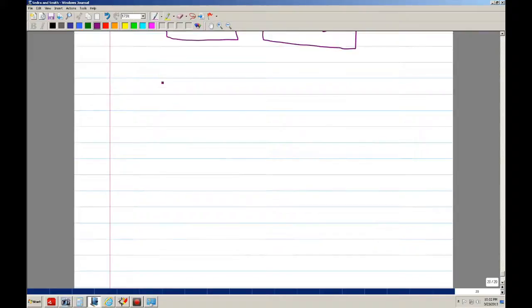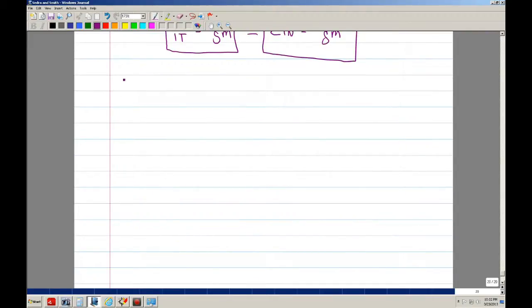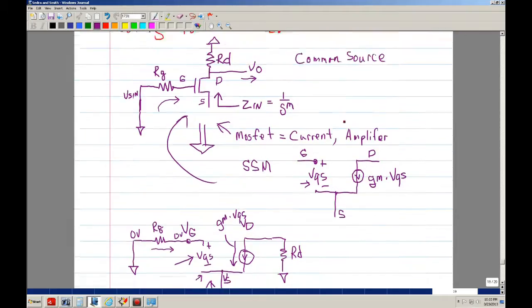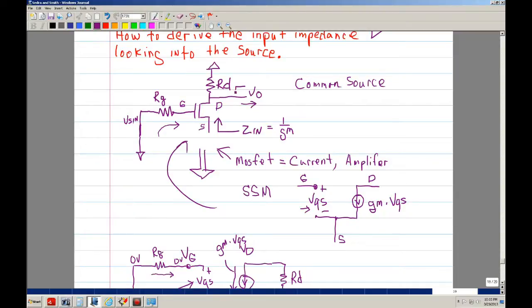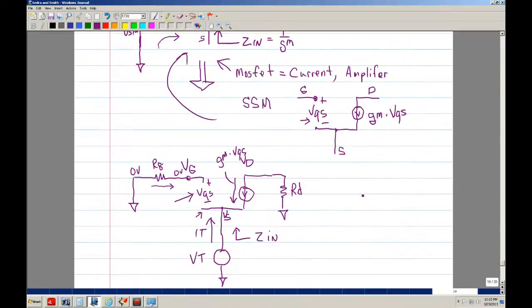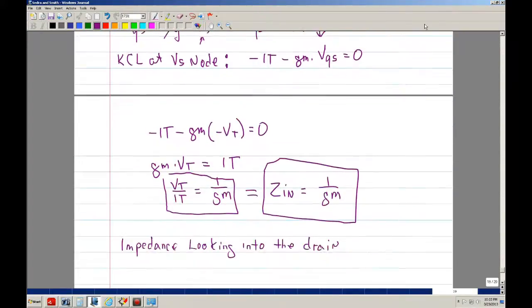Okay. Let's say we want to look at the impedance looking into the drain. Okay. So assume using the same schematic, we're going to look in here. Zn is the drain. Okay. So basically we use the same technique.